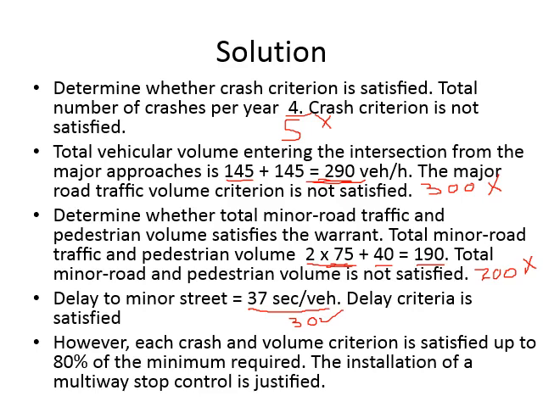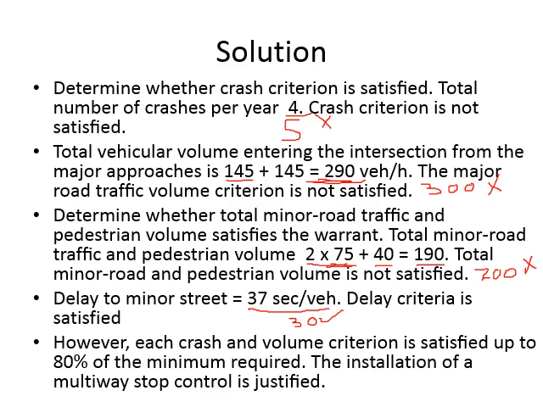Okay, so we are not meeting the volume and crash criteria, but if you look at the numbers and compare with the criterion number, for example here it is 4 and the number we wanted was 5, here it is 290 and the number we wanted is 300, and 190 and 200. So these numbers which we are achieving are more than 80% of the required criteria. The crashes and volume are more than 80% of the required criteria.